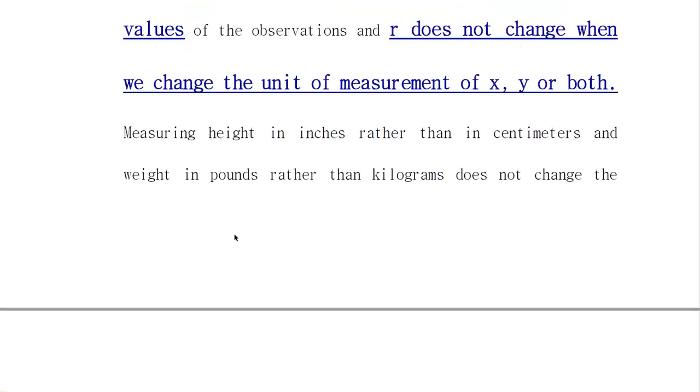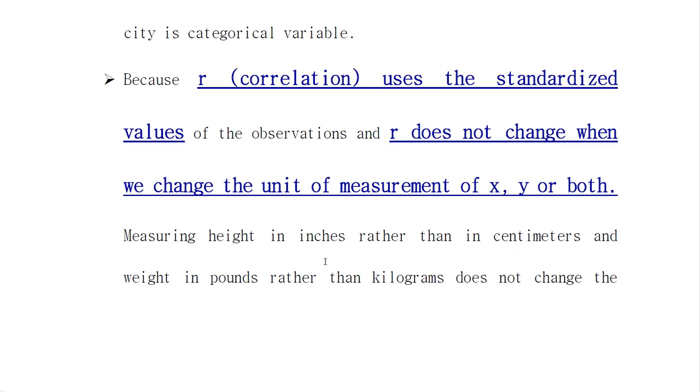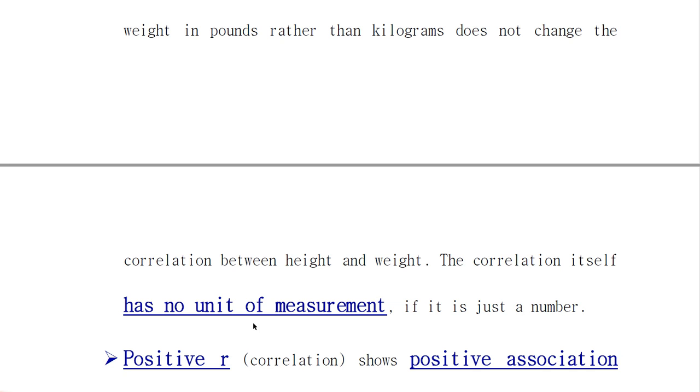To understand this whole concept, if we have quantitative values for variables x and y, to find the correlation the first step is to convert our original observations into standardized values: x minus x bar over standard deviation of x, and for y, y minus y bar over standard deviation of y. After conversion into standardized values, even if our height is in inches and weight is in pounds, the unit does not matter, because standardized form only tells us how many standard deviations above or below the mean a value is. So due to this reason, correlation has no unit of measurement.